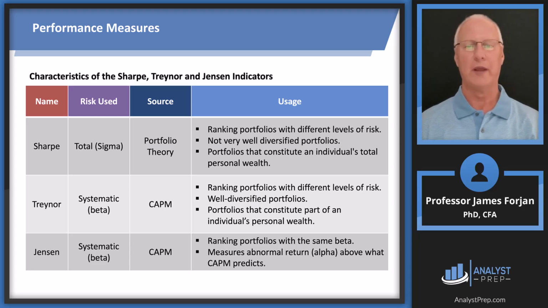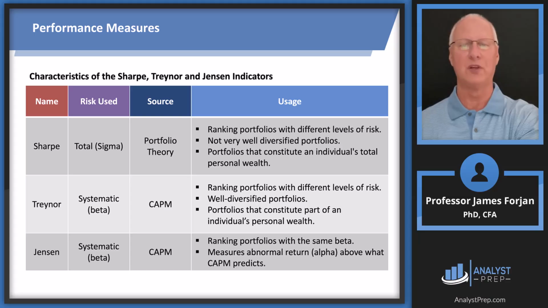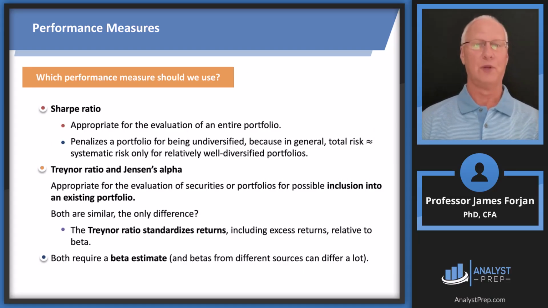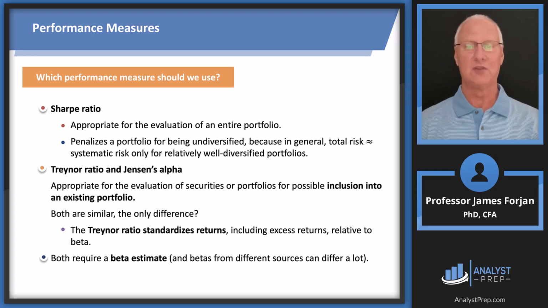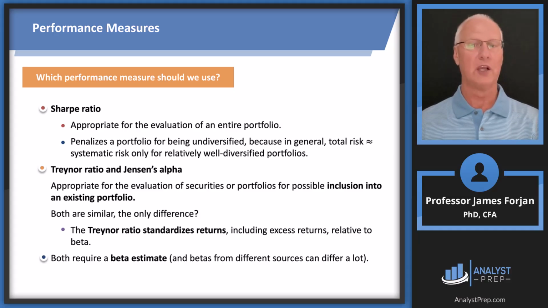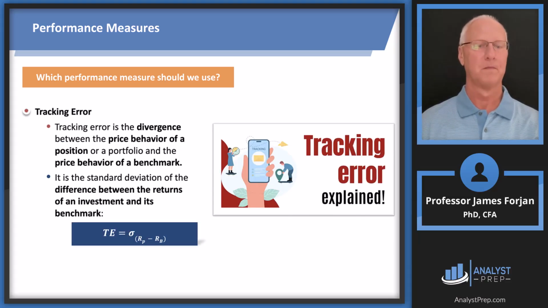Where am I there? Ranking portfolios, et cetera. So all that stuff on the usage, I'm pretty sure I've covered all that. Which one should we use? There we go: Sharpe, appropriate for the entire portfolio. Treynor and Jensen, this is probably an extra layer of importance if we're looking for possible addition to the portfolio. So this goes back to that very first thing when I was talking about marginal costs and marginal benefits.